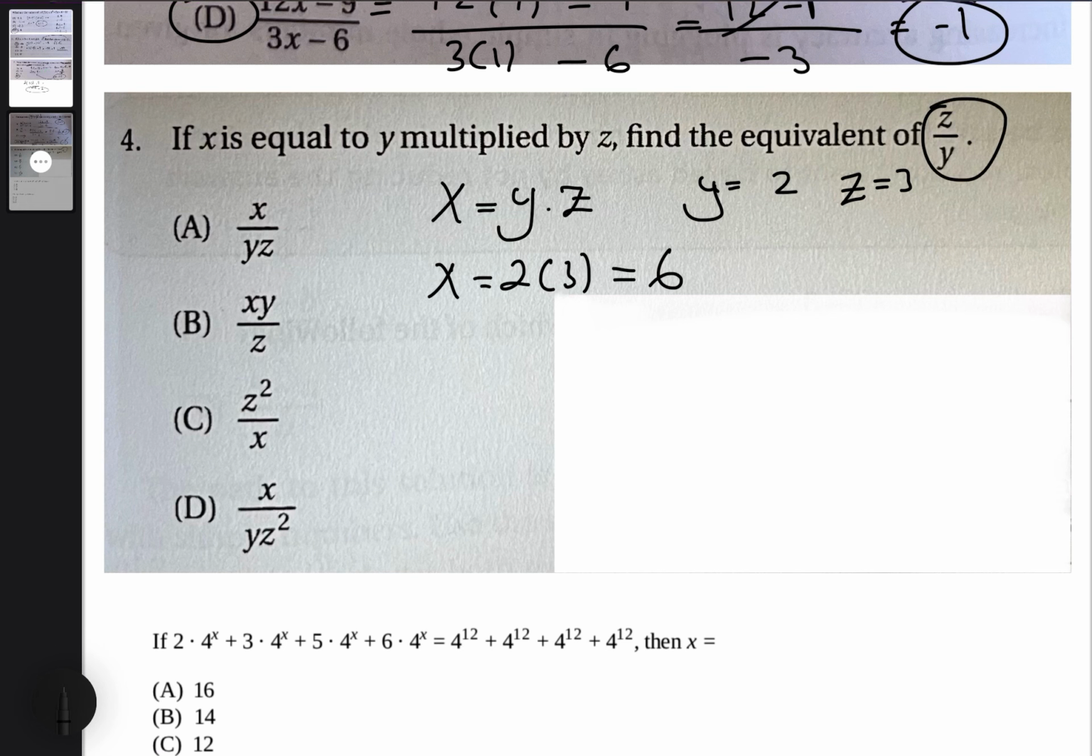Now that we know this, what is the value of z over y? Well, z is 3 and y is 2, right? So we can just say that z over y is simply 3 over 2. Okay, very nice. Let's see which of these choices actually equals 3 over 2.